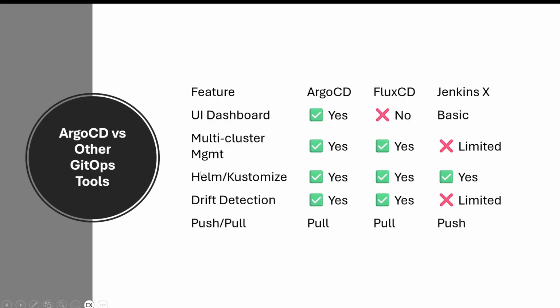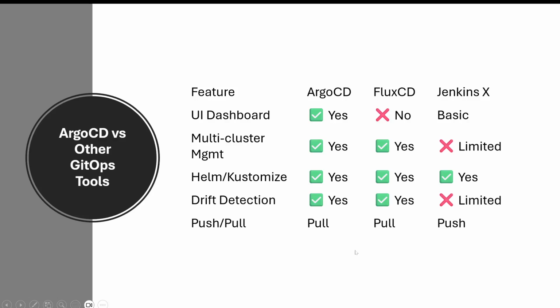Okay, and support for Helm charts and Kustomize: all three support that. Drift detection: Argo CD and Flux CD will detect the drift, whereas Jenkins X will not identify it. And whether it is pull based or push based: both Argo CD and Flux CD are pull based, whereas Jenkins X is push based.